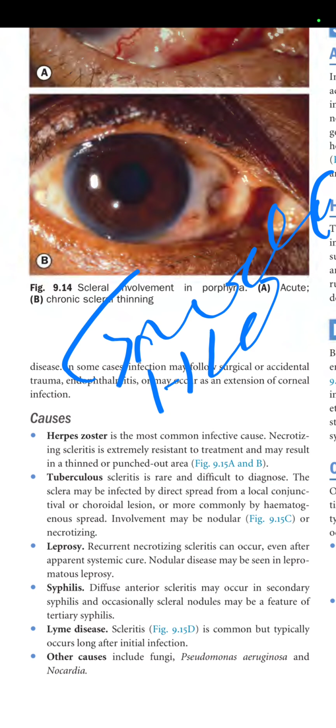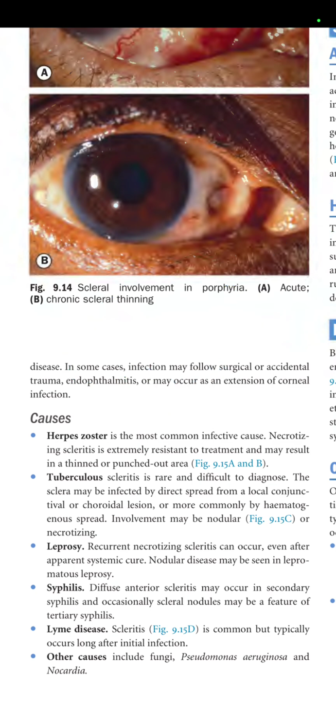Tuberculosis scleritis is rare and difficult to diagnose. The sclera may be infected by direct spread from a local conjunctival or choroidal lesion, or more commonly by hematogenous spread. So how does it get affected? Tuberculosis of the sclera: hematogenous spread, or from the choroidal lesion. Involvement may be nodular or necrotizing.